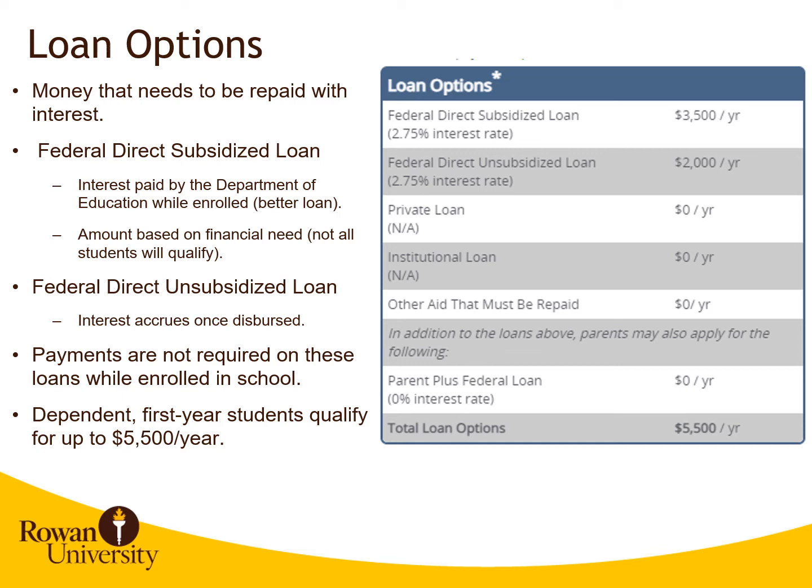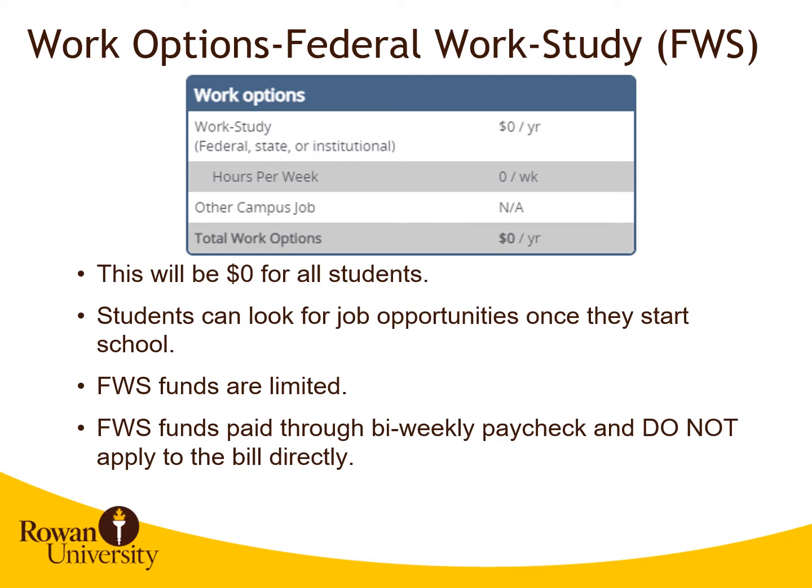Again, not everyone will qualify for a subsidized loan. So if you're looking at your college financing plan and you see you're being offered $5,500 and it's all unsubsidized, that means that based on the FAFSA and the information that was calculated, that is the only type of loan that you qualified for.